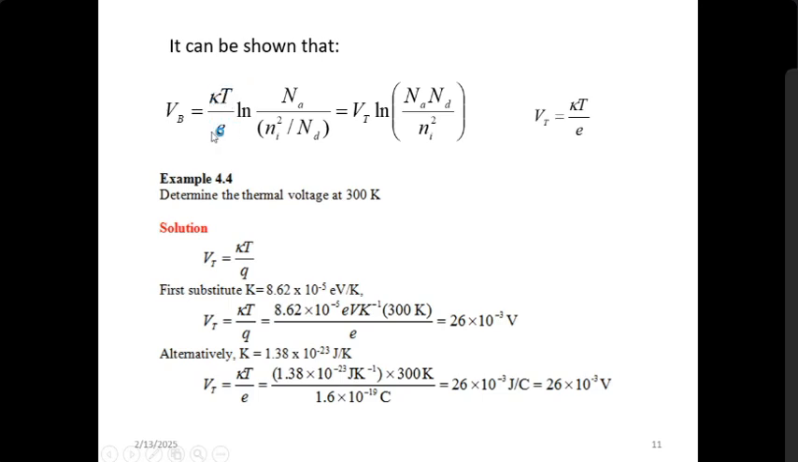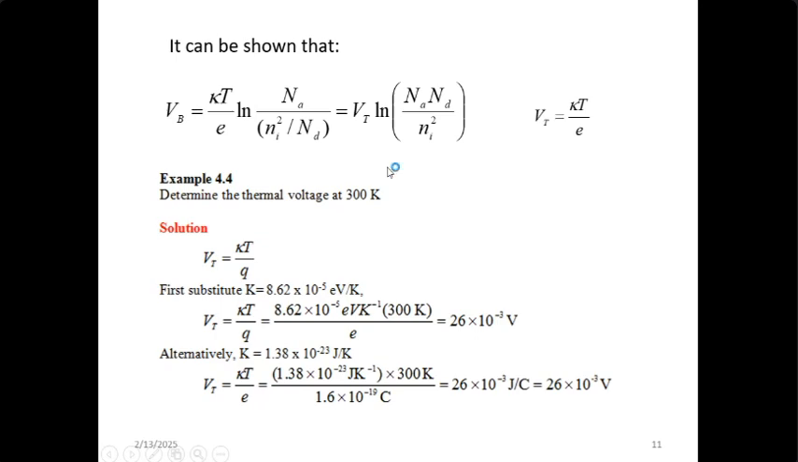Now this we can take to be a constant which we call thermal voltage. So kT over E is known as thermal voltage, and we represent it with the letter V subscript T. So if we want to determine the barrier potential, we will do this.